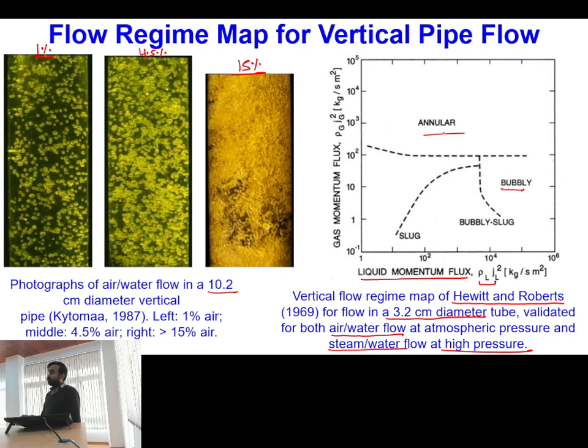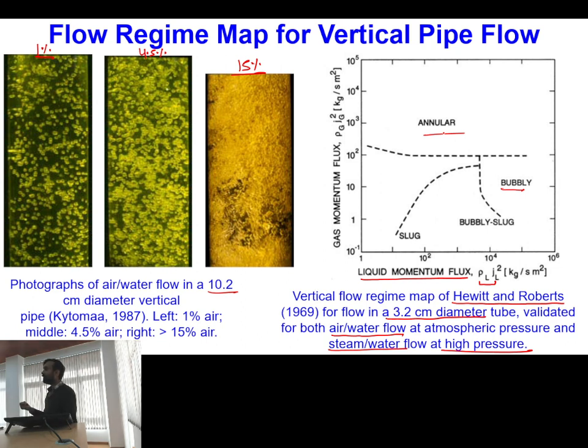And one interesting benefit of this particular flow pattern map is that it is applicable for both arrangements. It is applicable for air-water systems and for steam-water systems. So it means that it is applicable for both adiabatic as well as diabatic situations. Okay, it means that I can also apply this flow regime map for a vertical boiler tube.